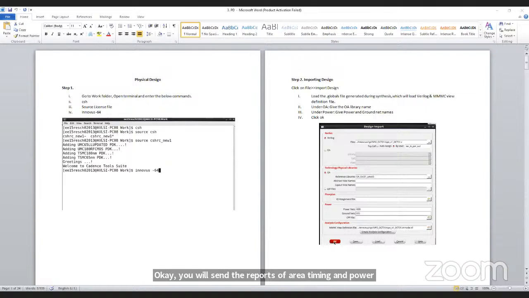So how are we going to calculate the area at synthesis? From the synthesis reports, we will have the area report. Only the gate area we will be having. Suppose my design has 1000 gates. Each gate size is 1 square mm. Then what size do I need for my chip? 1000 square mm.